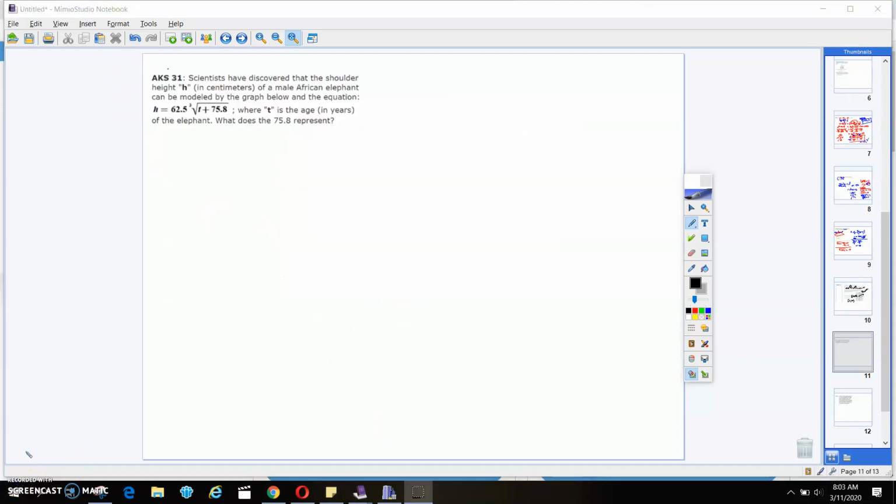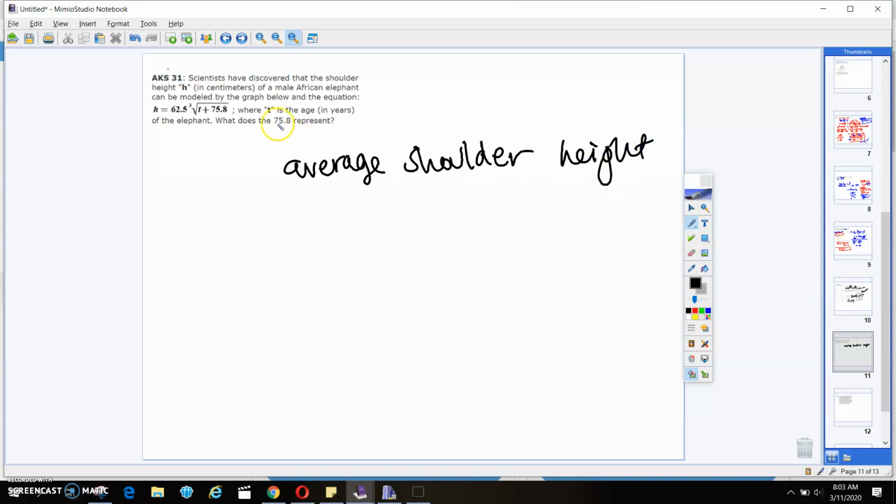T represents age, and H represents the height of the elephants, right? Okay, so what does 75.8 represent? Average shoulder height. Okay. So on here, what you're essentially doing is taking their age, adding their shoulder height to it, taking the cubic root, and then multiplying by 62.5. Okay?